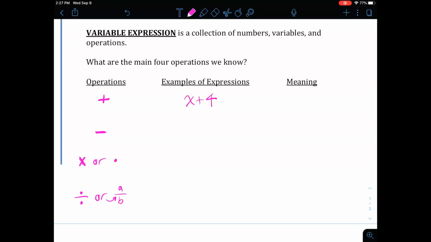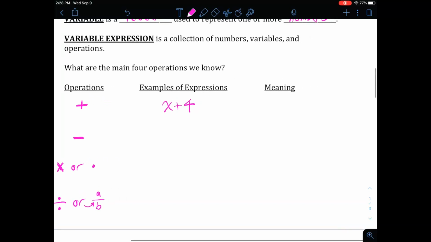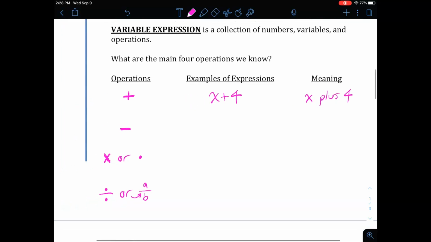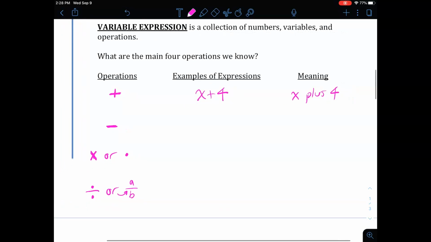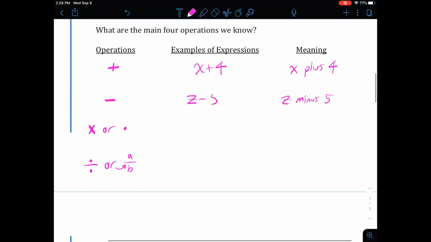and a number. So I'm going to do x plus 4 as our example of our first expression, and that literally means x plus 4. Why don't you guys go ahead and pause the video, see if you can come up with some other examples of expressions to fill in the blanks here. Go ahead and give it a try. All right, for the subtraction one, I just put z minus 5 would be an example. Z minus 5.